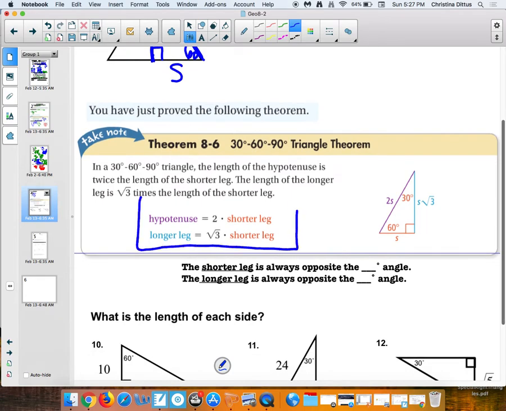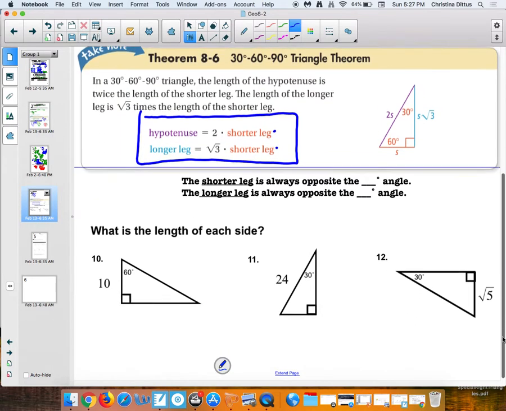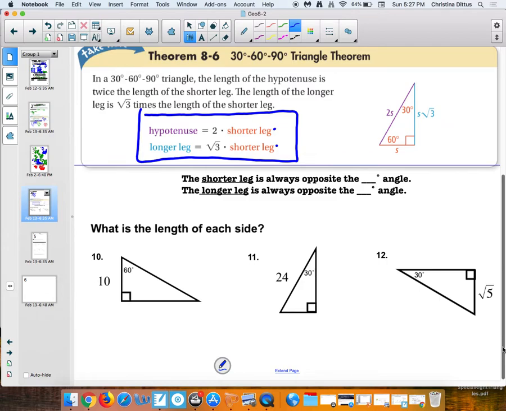These are our main formulas, just like we had last time. You're always going to base stuff off of your shorter leg. Your hypotenuse, all you're going to do is double your shorter leg. And to get your longer leg, all you're going to do is take that shorter leg times the square root of 3. Keep in mind, short leg is always across from your small angle, so the 30-degree angle. Your longer leg is across from your 60. Obviously, your hypotenuse is opposite your 90, like always.